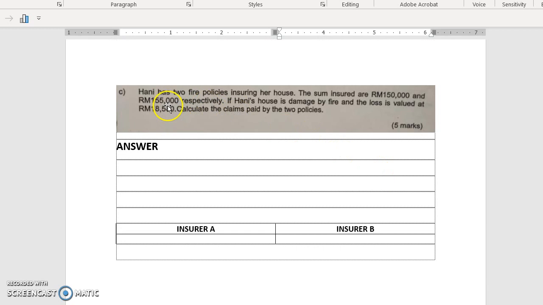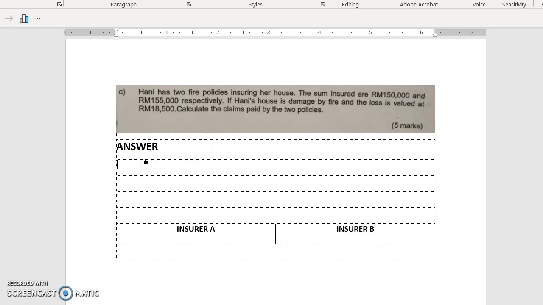Based on this question, Hani has two fire policies insuring her house. The first sentence already mentions that this customer has two insurance fire policies, so you can know which formula should be used. The sums insured are 150,000 and 155,000 respectively, because there are two insurance policies, so there are two amounts of sum insured. If Hani's house is damaged by fire and the loss is valued at 18,500, calculate the claims paid by the two policies.